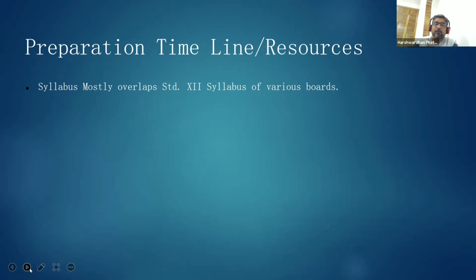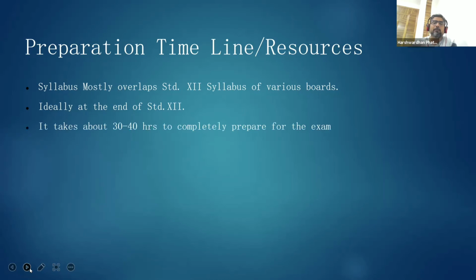Okay, now ideally you should be taking this at the end of standard 12th. Why? Because it is there in, as I said, standard 12th, but you can take it before standard 12th as well. Just that you would need to put in some extra efforts because you would not have studied the subject in your school. So maybe you're doing it on your own, so you would have to put in extra efforts. It takes about 30 to 40 hours to completely prepare for the exam.